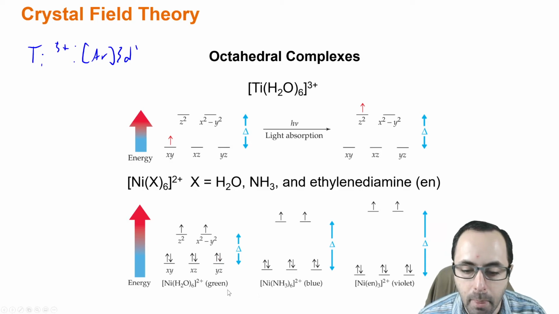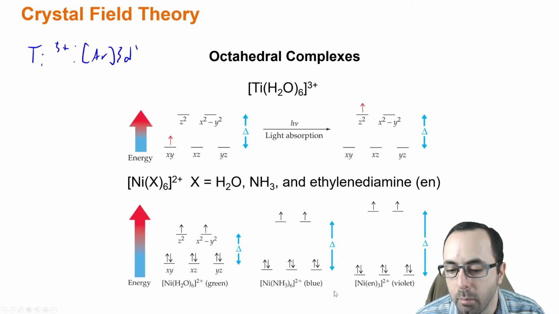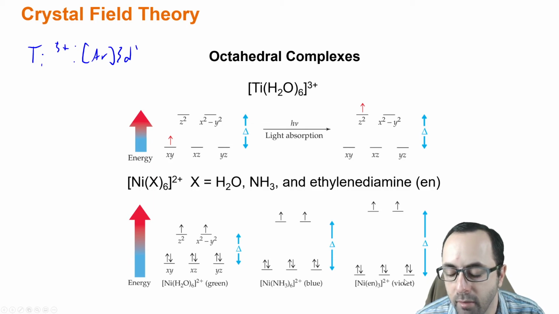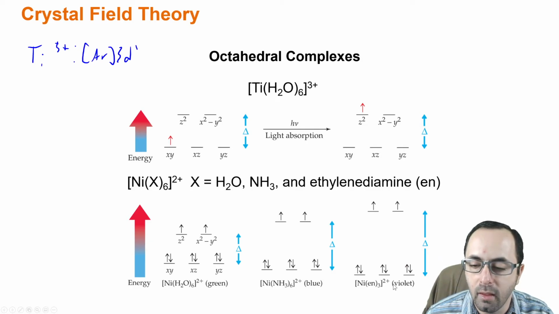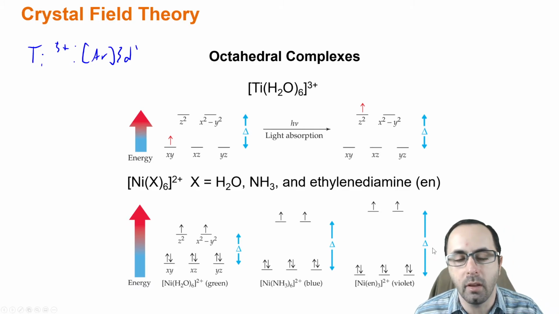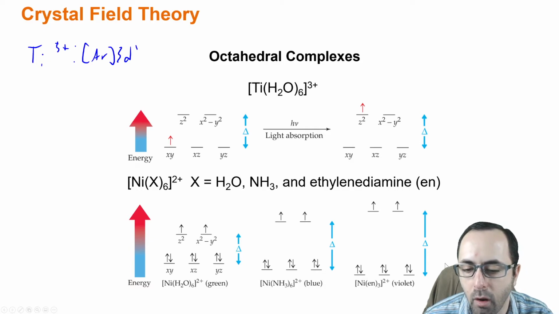so this appears green here. For the hexaamine nickel 2 complex, the crystal field splitting is larger, and a different color is absorbed, and blue is transmitted. And for ethylene diamine, the crystal field splitting is yet larger, and so we have a different color being absorbed, and violet is transmitted. And so we can see that the crystal field theory and this splitting of the energy of the d orbitals gives us a very good explanation for why these complexes are colorful.